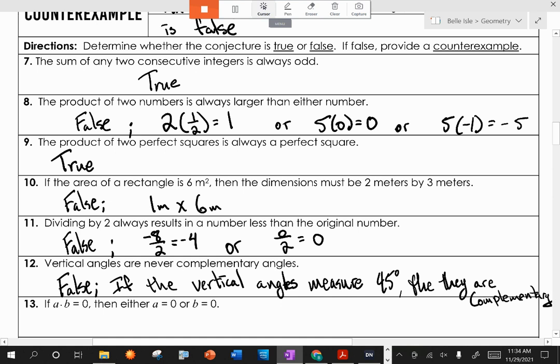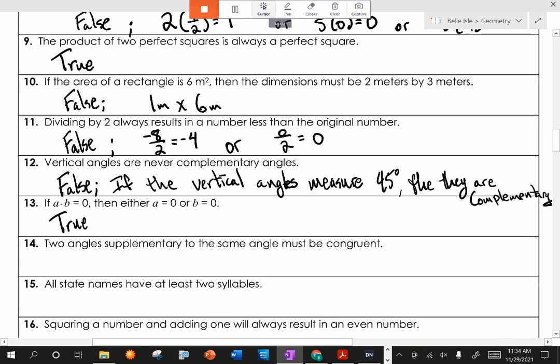Okay, number 13. If a times b equals 0, then either A equals 0 or B equals 0. What's up, Rocco? If we put a vertical angle with both of those being 45. What do you think about 13? I believe it is true, because how do you get 0 when multiplying? You have to be multiplying with 0, right?